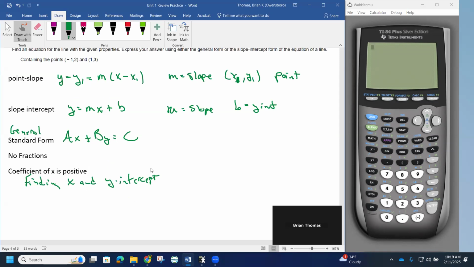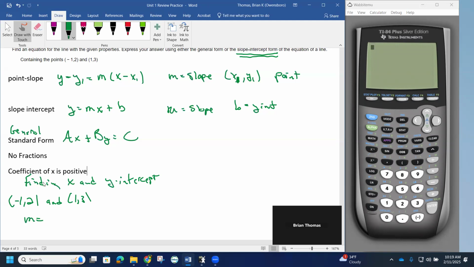So in our problem, we have 2 points given to us: (-1, 2) and (1, 3). The directions say put it in general form or slope-intercept form. Well, slope-intercept form is a lot easier than general form, so I'm just going to work my way towards slope-intercept form.